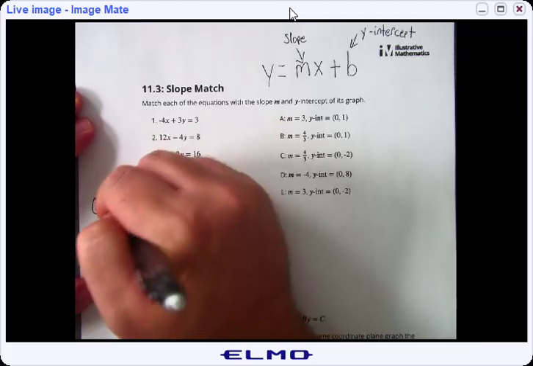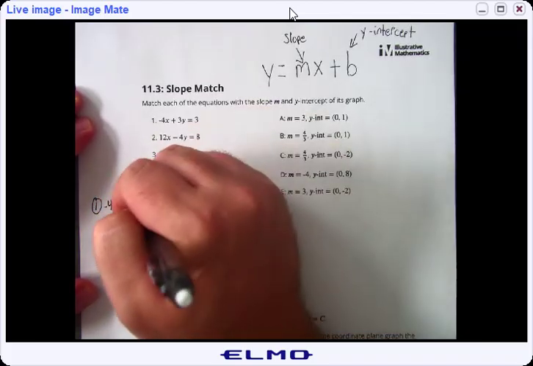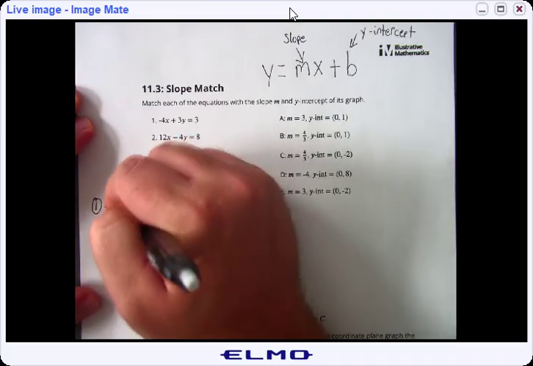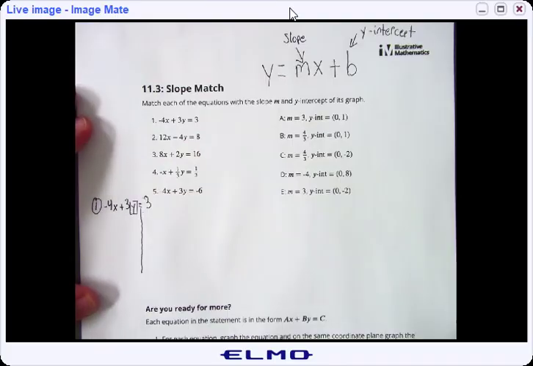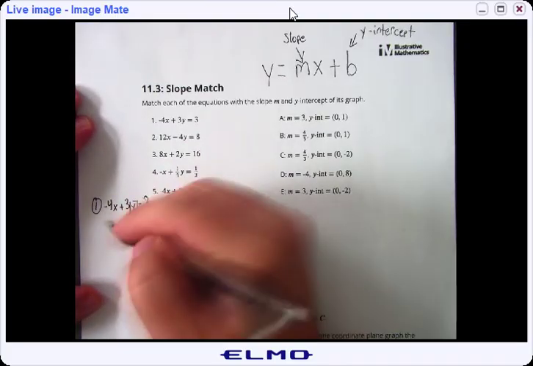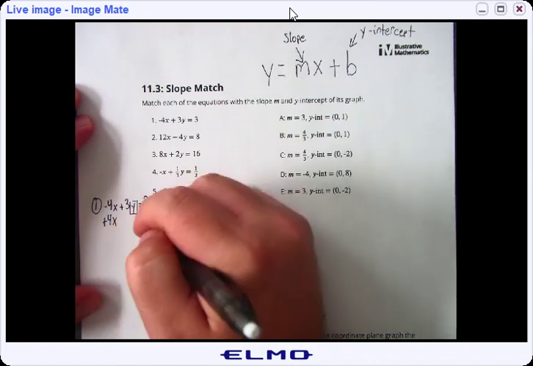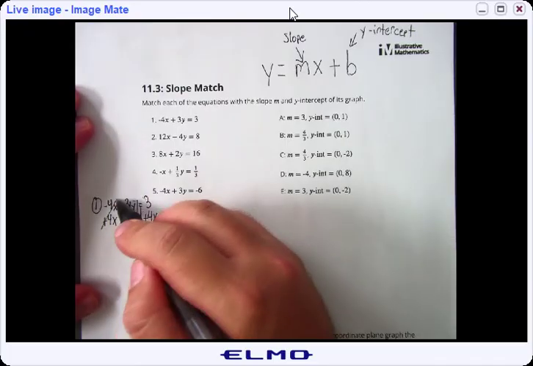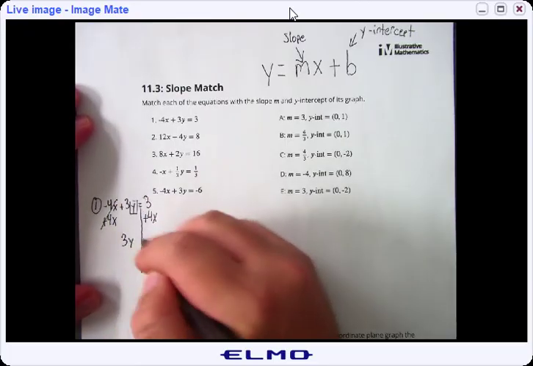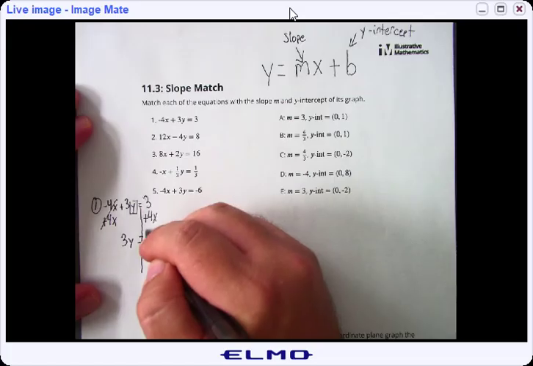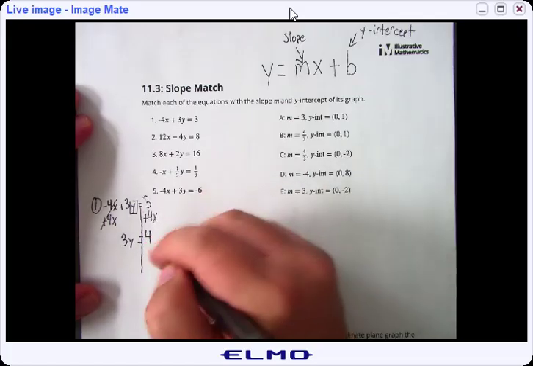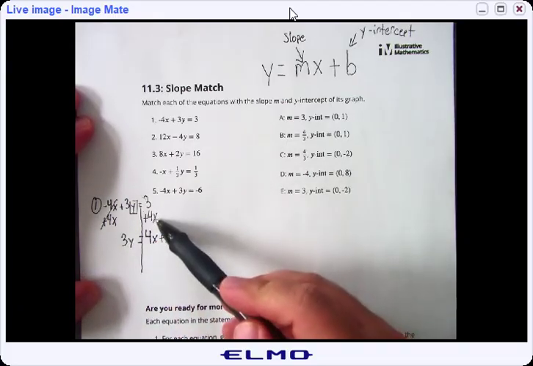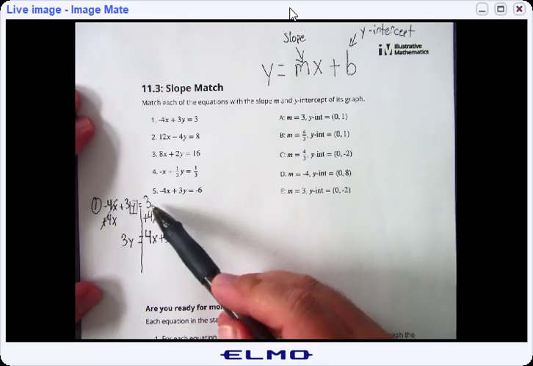So if we take number 1, negative 4x plus 3y equals 3, and we solve this equation for y, at the end we want it to say y equals something. What we would do is add 4x to both sides. That cancels these ones out, and we have 3y equals, written like slope-intercept form, 4x plus 3. I wrote positive 4x because this is a plus, and plus 3 because this is a positive 3.